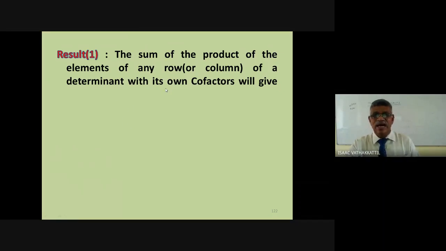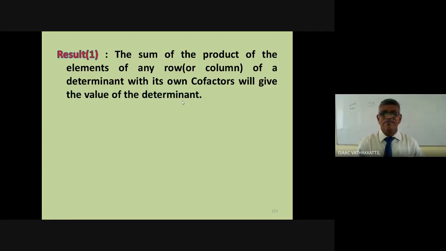If we take the elements of the first row, multiply each element with its own cofactor and add, you get the value of the determinant. Take the elements of the second row, multiply each element with its own cofactor and add, you get the determinant. You may take the first column, the second column, the third column, any row or any column. Multiply each element with its own cofactor and add, you get the determinant.